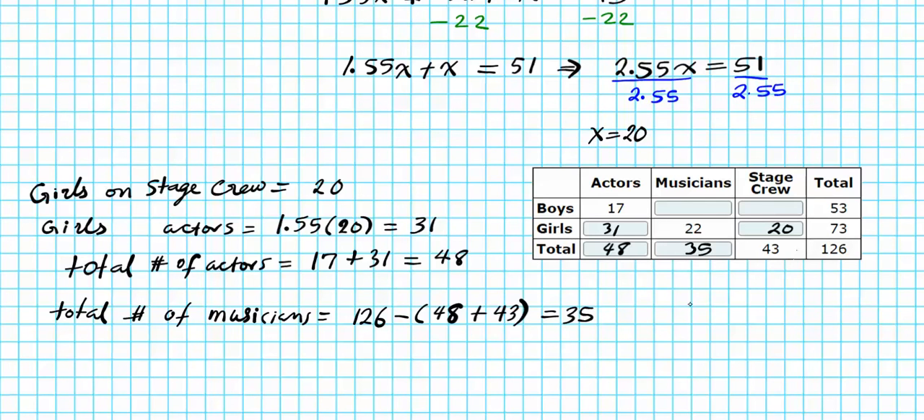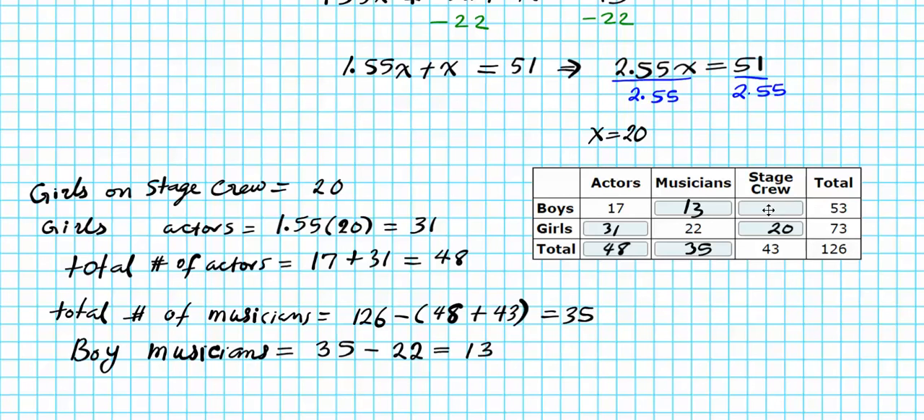Okay, now let's find another row or column with just one missing component. As for boys, we can't do this because there are two missing ones. So let's look at the column for musicians. We have the total, we have girls. So if we subtract the girls from the total, we should get the total number of boy or male musicians. So boy musicians is simply the total number of musicians, 35, minus the musicians that are girls, which is 22. Carry this out, if you subtract, you get 13.